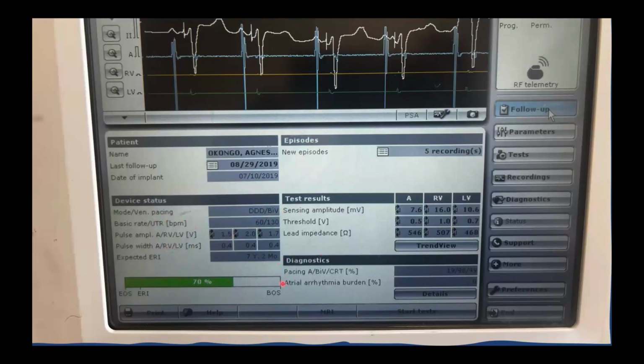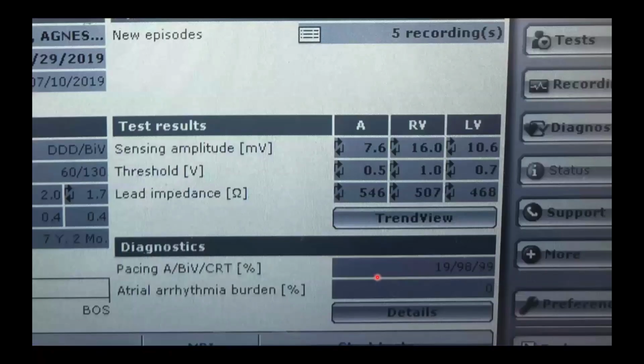And then here, the diagnostics, that gives you a lot of information. I know it doesn't project so well, but I zoomed in on it so that you could see over here. Diagnostics, pacing A, 19%. Pacing biventricular, 98%. And CRT, 99%. And then there's something called atrial arrhythmia burden. That's really important because if you're getting a lot of atrial fibrillation, then maybe you can't program the device to be capturing efficiently. In this particular case, the atrial arrhythmia burden was 0%.